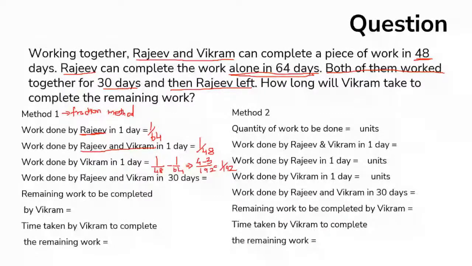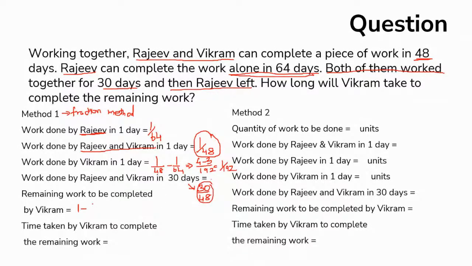And work done by Rajiv and Vikram in 30 days, they have asked. So Rajiv and Vikram together in 1 day can complete 1 by 48, so together they can complete in 30 days, 30 times of it. So 30 into 1 by 48, you'll be getting 30 by 48. So remaining work to be completed by Vikram. If we totally take one piece of work to be completed, already 30 by 48 of the work is being completed.